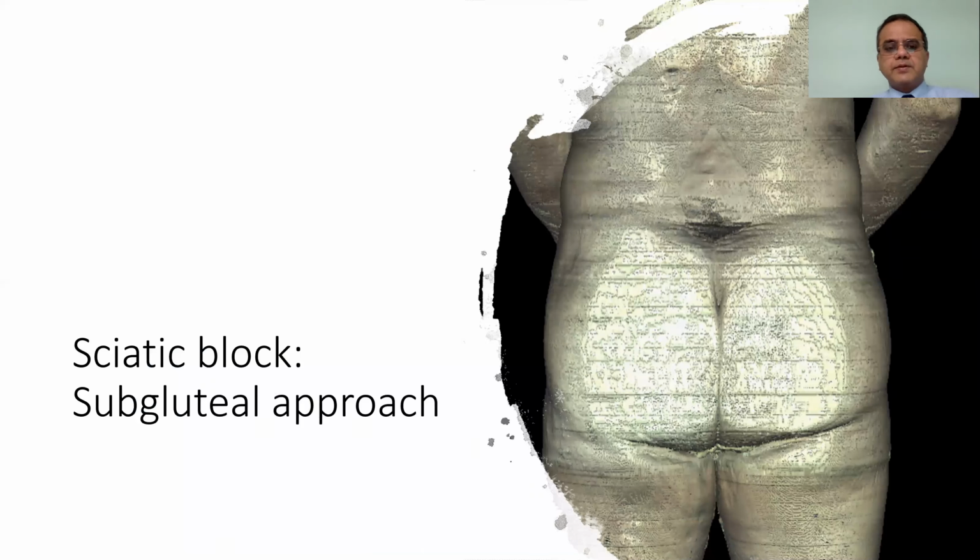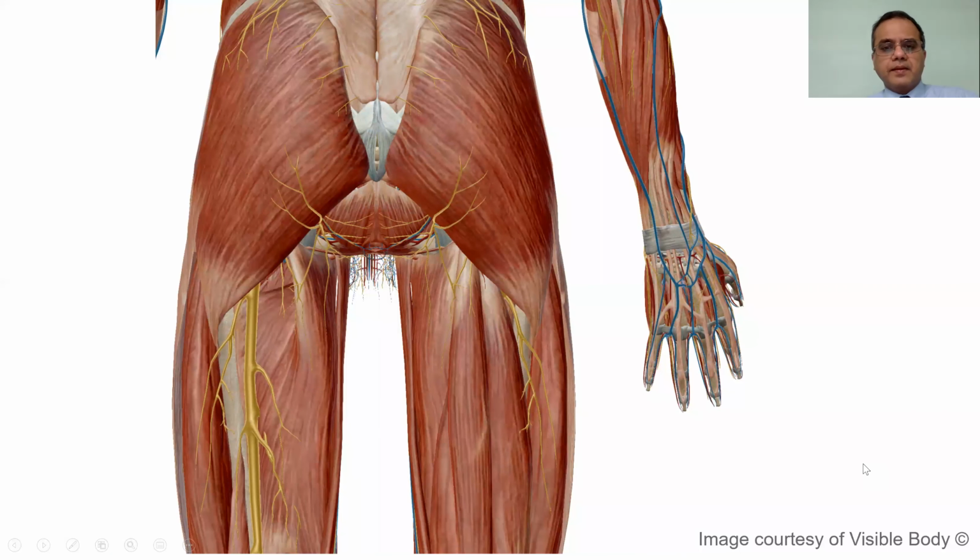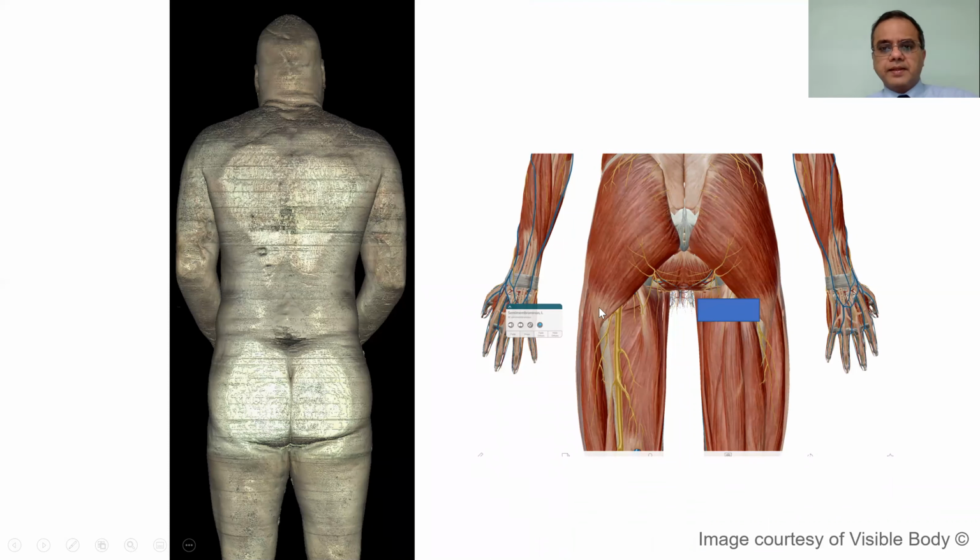Now the sciatic nerve can be also blocked by subgluteal approach. Now this is the gluteal crease, and the probe is placed just below the gluteal crease in the middle of the thigh. So here in this picture, I have removed the hamstring muscles on the left hand side to reveal the sciatic nerve. The gluteal crease is around this area, and the probe is just placed there, just underneath the gluteal crease in the middle of the thigh.